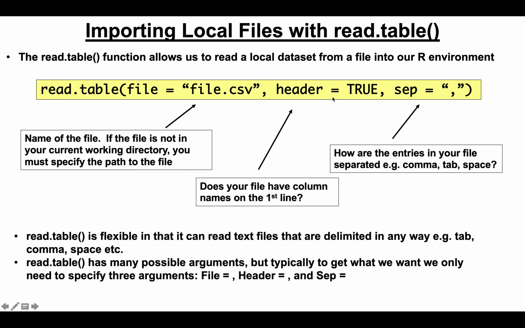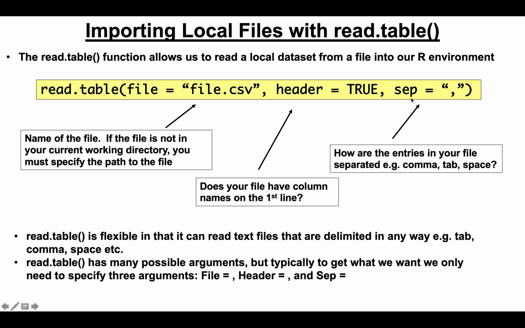The second argument is going to be the header argument, so we need to tell read.table, is the first row of this data set column names? So that would mean that it does have a header. If that's true, we would enter the logical data TRUE. If there are no column names, if the first row is just data, then we would say header equals FALSE.